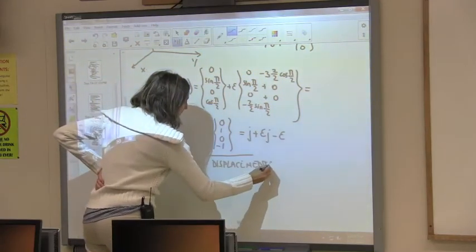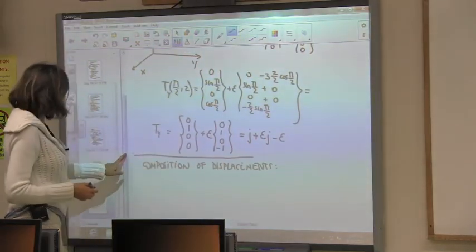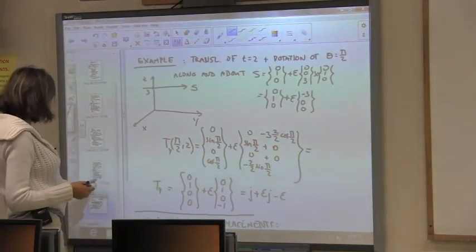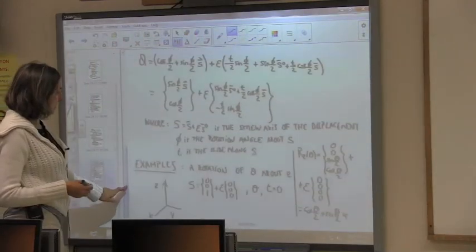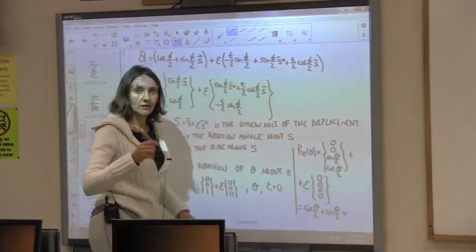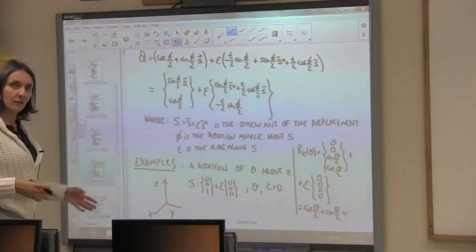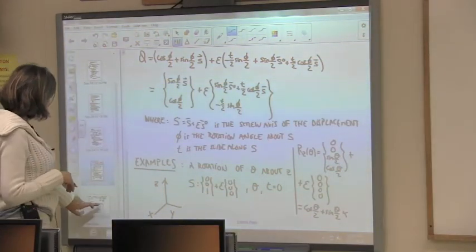Composition of displacements. For instance, if we want to, why don't we compose the two that we have? Let me go back here. We have this rotation about the z-axis, and then we had the rotation and translation about the y. What if we do first this one and then the other one? What happens?